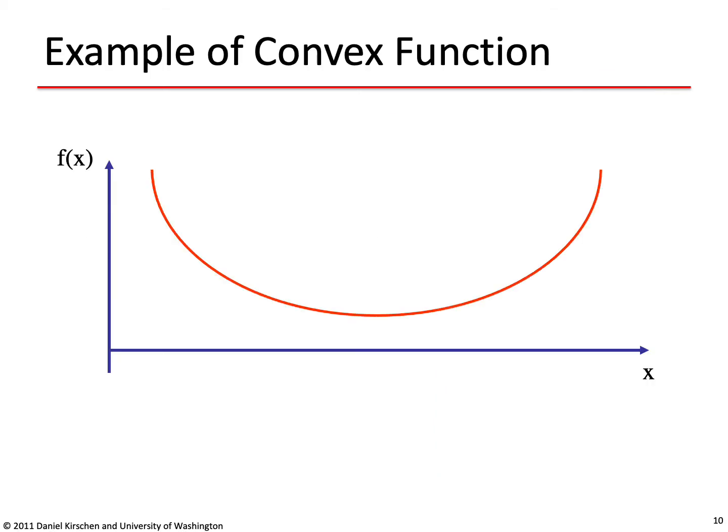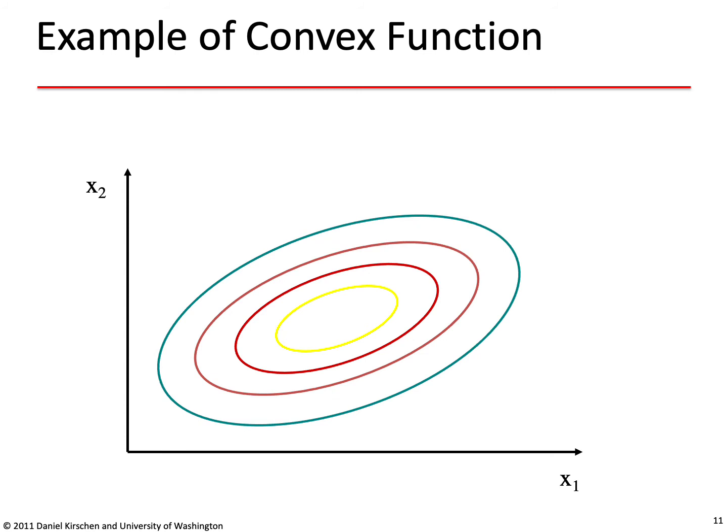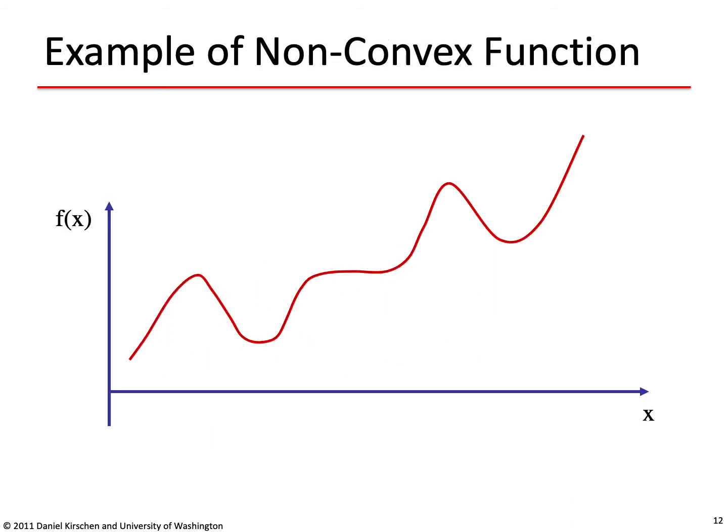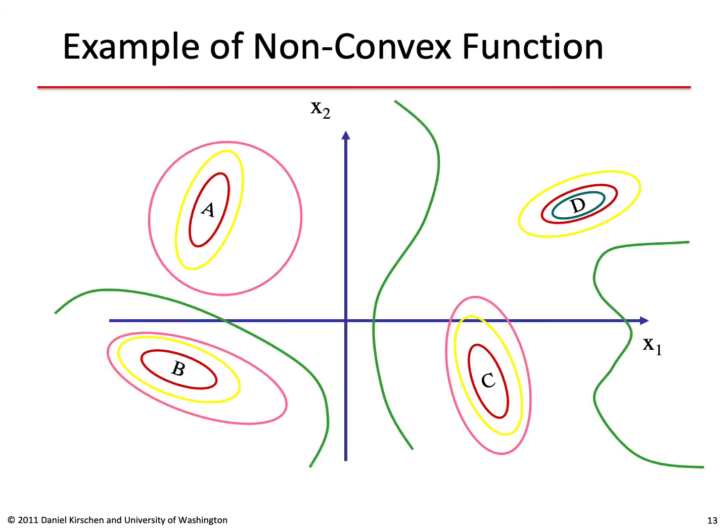What about the second part of the requirement? The fact that the objective function should be convex. Well, here's an example of a convex function of 1 variable. And here's another example of a convex function of 2 variables. On the other hand, this function of 1 variable is non-convex, and this function of 2 variables is also non-convex.